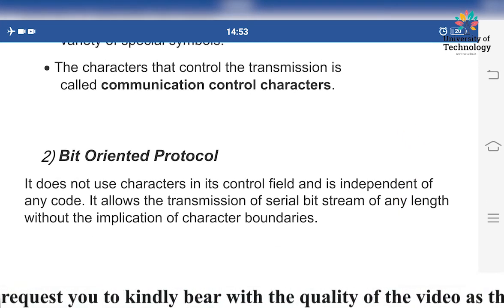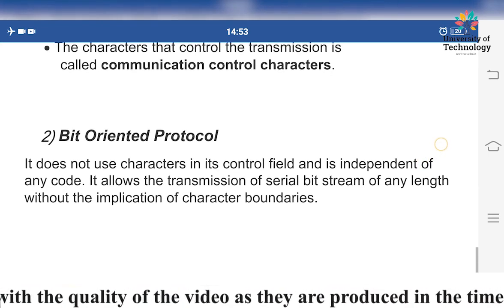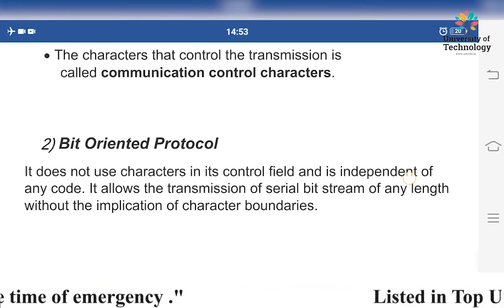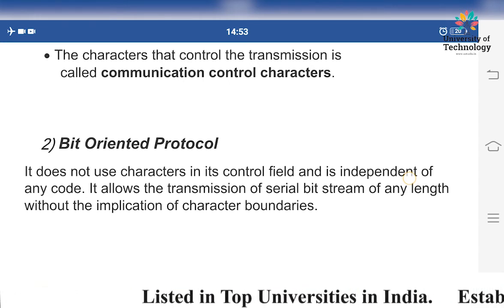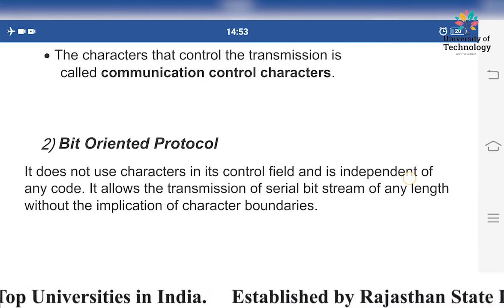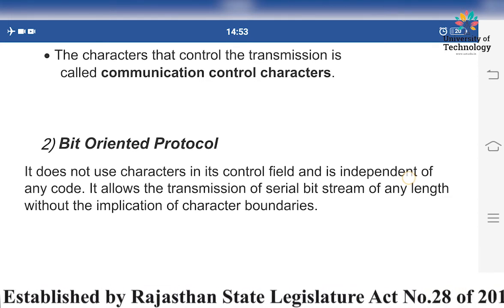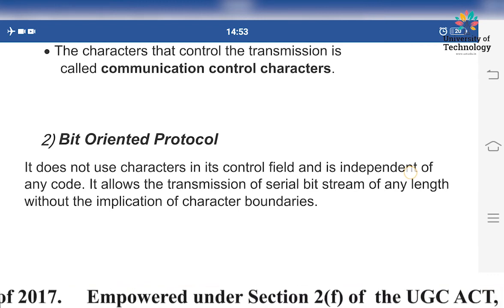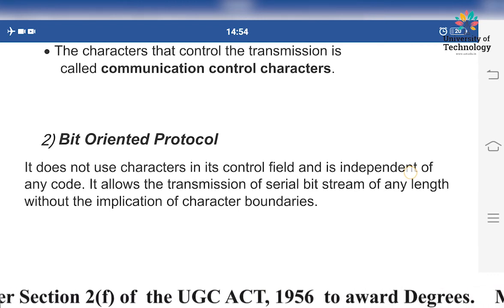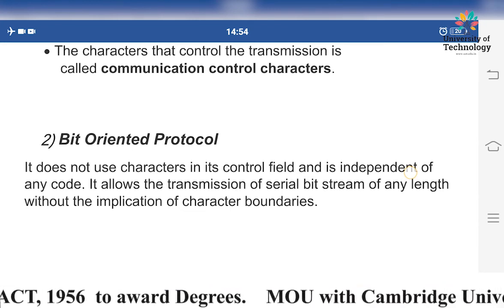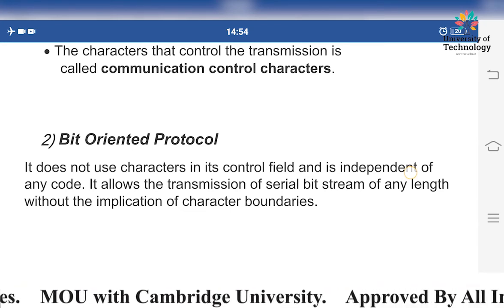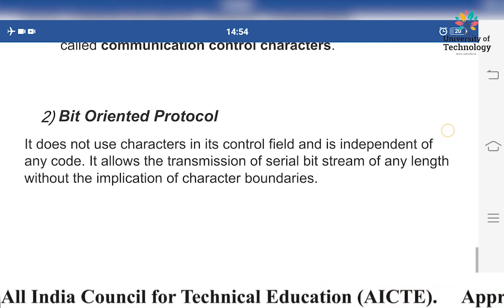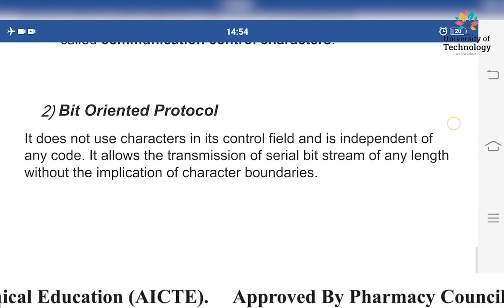And second, what we discussed is bit oriented. What are the points that we need to understand in bit oriented? First, it does not use characters. Bit oriented protocol में हम कोई भी character use नहीं करते. We don't use any character. Second, it is independent of code; we are not going to use any type of code. Third point in bit oriented protocol is that serial bit stream transmission takes place.